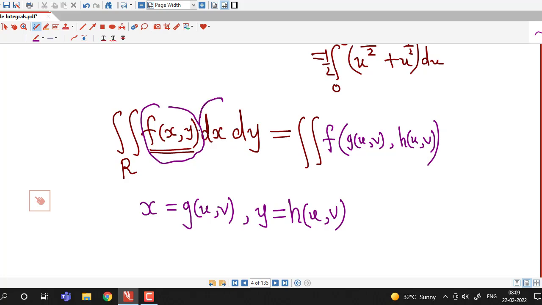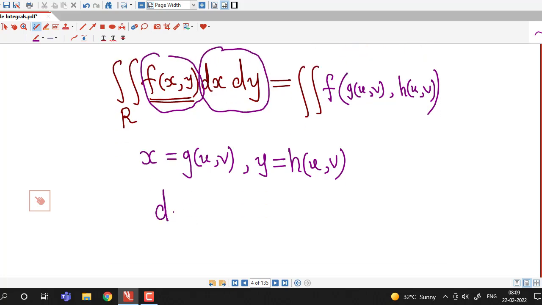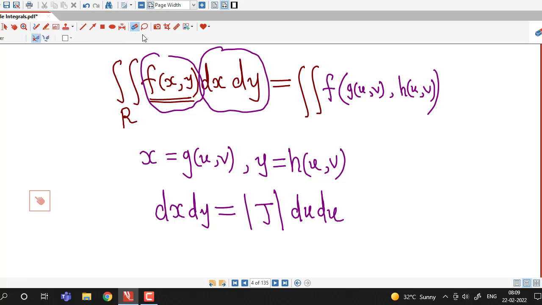And I have to find out what this dx dy will be. So dx dy will be equal to the absolute value of the Jacobian with respect to u, v, times du times dv. What this capital J is, we are going to discuss. But we will remember that dx dy will be replaced by the absolute value of the Jacobian times du dv.